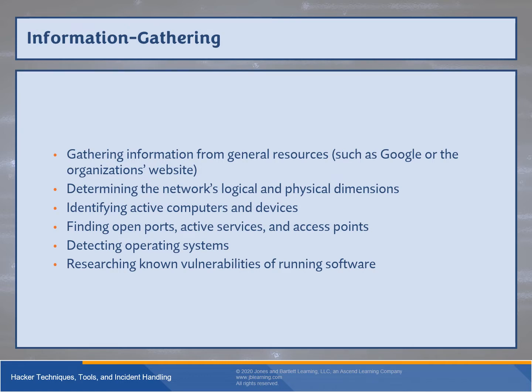Maybe we can figure out things like the physical and logical dimensions of a network. That's going to be in the latter part of step two, step three kind of area, where we're actually making interactions directly with the network, identifying active computers and devices, finding open ports, active services, access points, figuring out what operating systems we're dealing with, because we can of course target vulnerabilities based on certain operating systems, especially those that are end of life. They don't have a life cycle of support anymore from their manufacturer. We can also look at known vulnerabilities of software that's running. So not only are we dealing with operating systems, but we also have applications that could be potentially open doors for us.